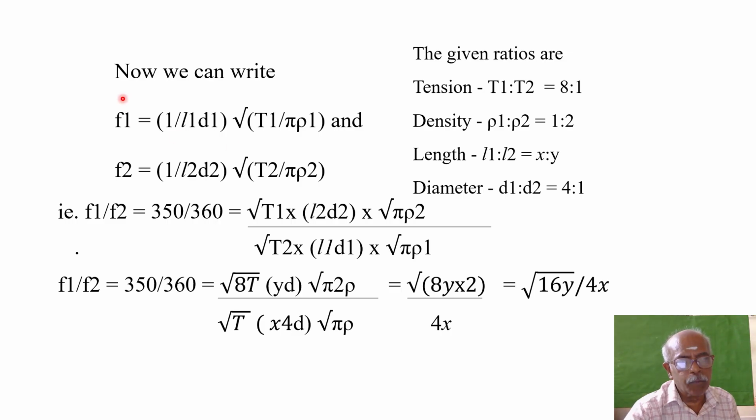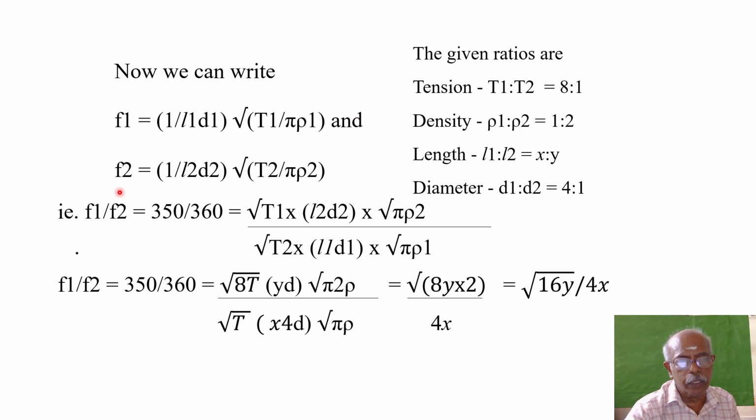Now we can write the equation. We already had a new equation for the frequency: F is equal to 1 by LD times the square root of T by rho. Now we can write separate equations for F1 and F2. So F1 is equal to 1 by, for the first wire, length L1, diameter D1, square root of, for the first wire, tension T1, divided by pi into density rho 1.